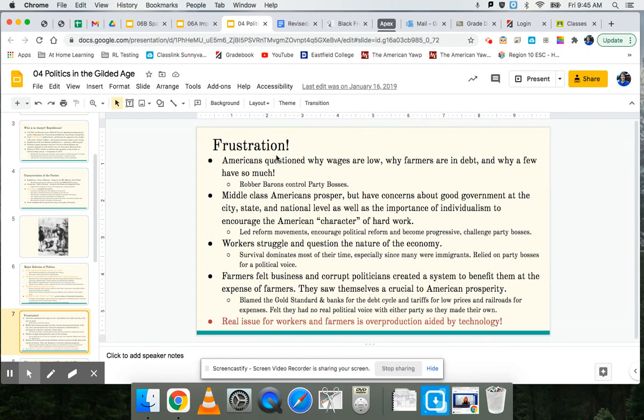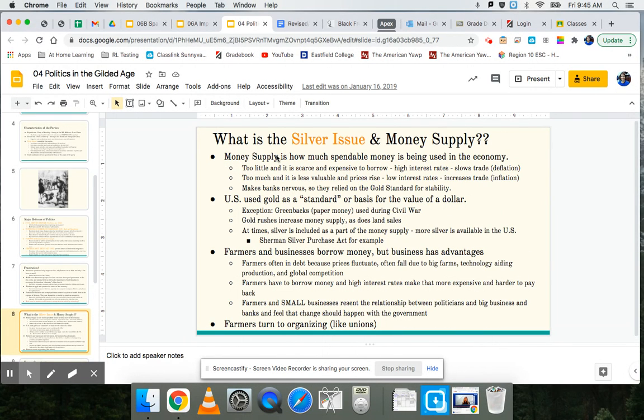And of course, the real issue that we see happening here for both workers and for farmers is that there's lots of production, right? Factories are getting more efficient. Farming is getting more efficient. So we're producing more stuff, and having produced more stuff means that farm prices are low. It means that they're keeping tariffs high, because companies are making so much stuff they have to protect their markets. And one thing to stick in the back of your head too is this is going to be an impetus for why there's imperialism, right? Because we are making so much stuff, we've got to have markets to sell all of the stuff that we're making. So this gets us into the silver issue and money supply. And I've got some videos that you'll watch later this week that will tell you about the silver issue a little bit more. But just understand that money supply is about how much spendable money is in the economy.